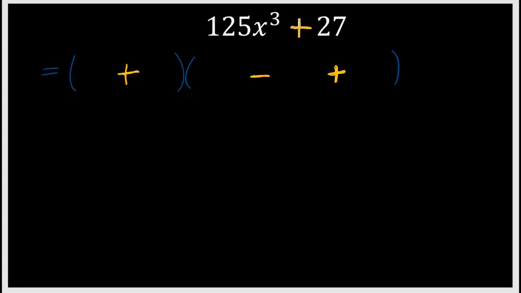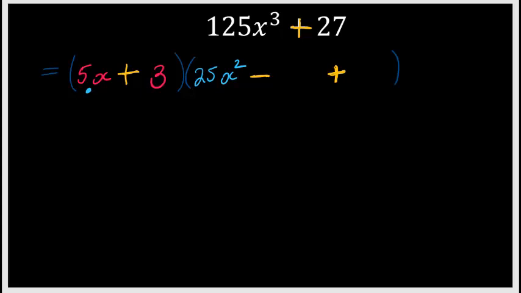Cube root of 125 is 5, x to the power of 1. Cube root of 27 is 3. Okay, term 1, second bracket. That's going to be 5 squared, which is 25x squared.